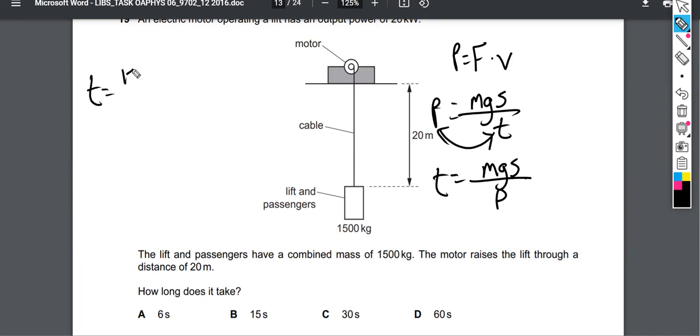T equals the mass, 1,500 kilograms of people. g, 9.81 newtons per kilogram here on Earth. The displacement, 20 meters.